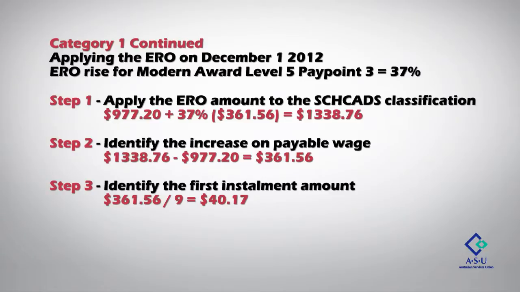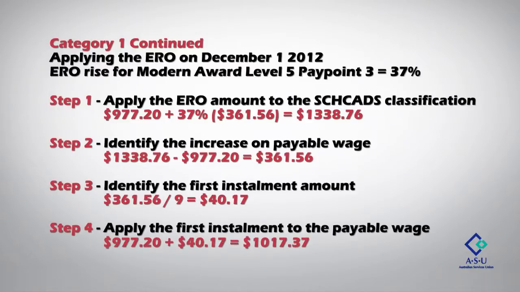Step 3. To identify the first instalment amount, divide the total increase by the number of years. $361.56 divided by 9 years equals $40.17. Step 4. Apply the annual instalment to the payable wage. $977.20 plus $40.17 will equal $1,017.37.